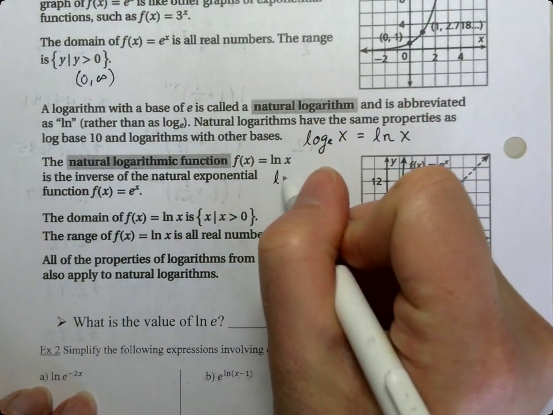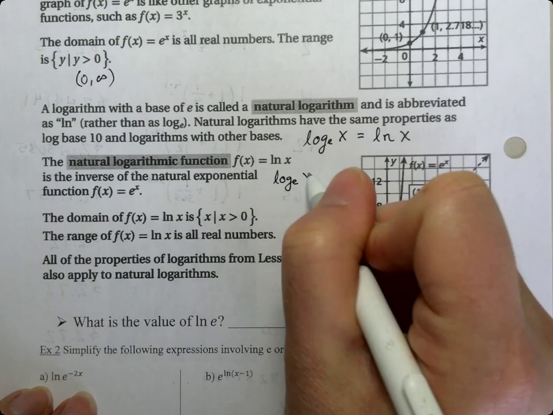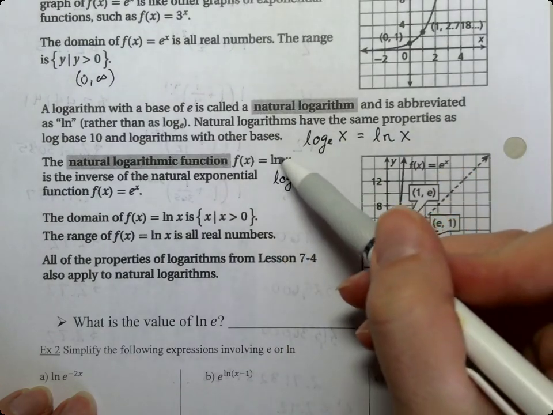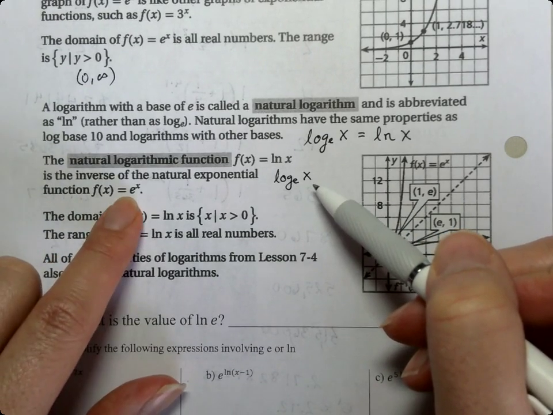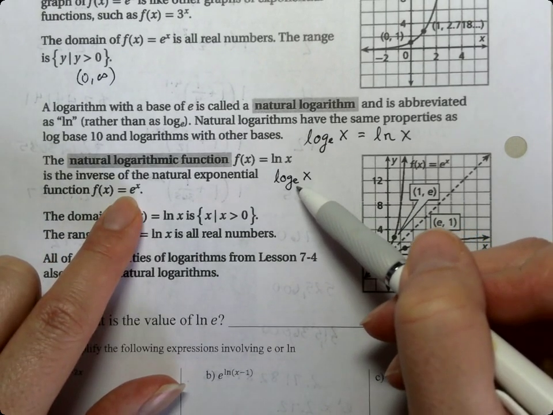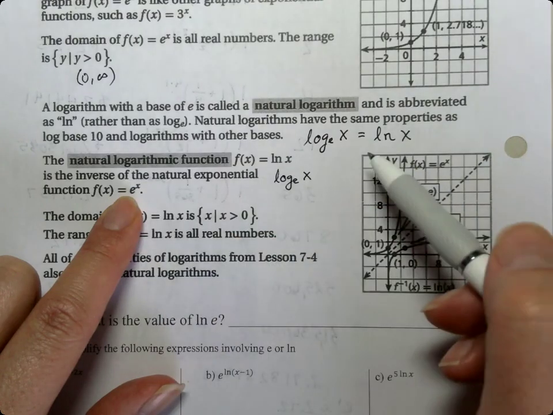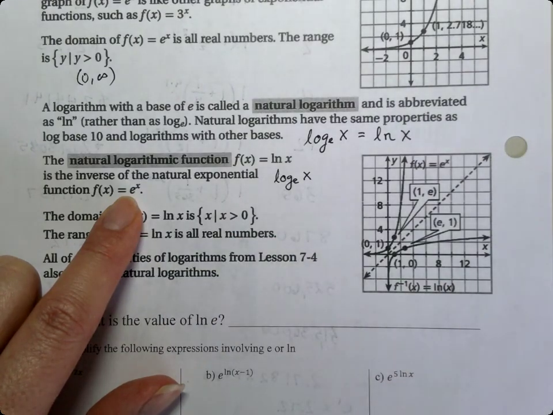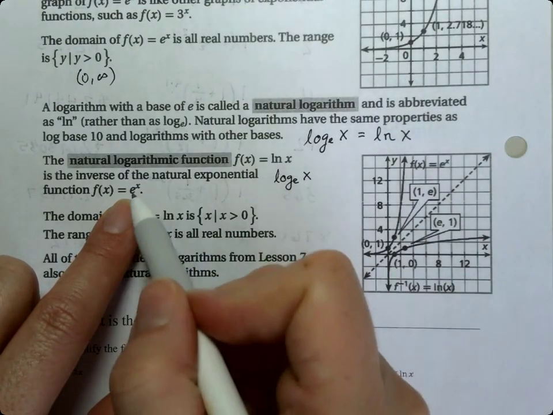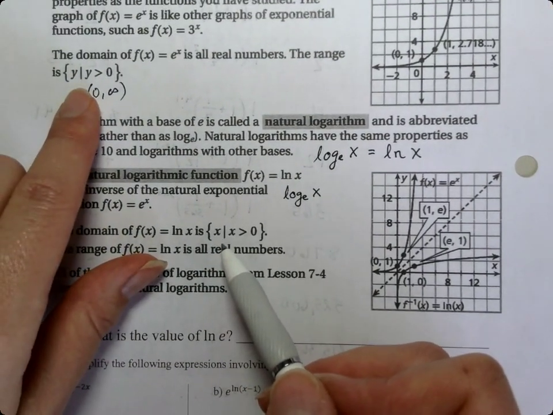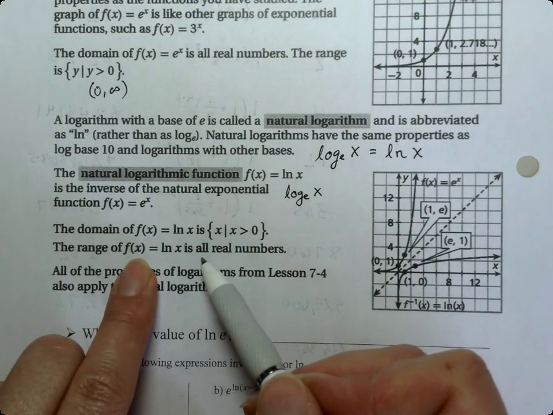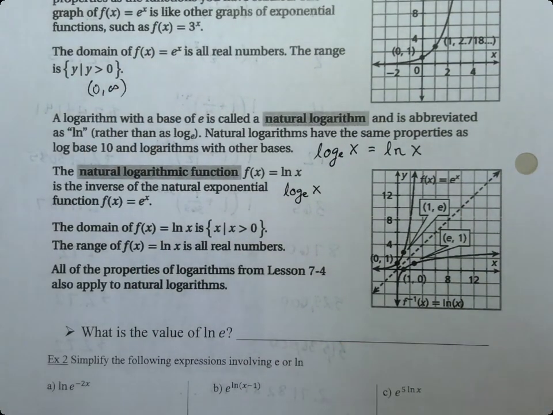Isn't that the same as me saying log base e of x? Natural log of x is the same as log base e of x. So think about converting this. Your base is e, and we're trying to find x to get that y. Remember, you would find the inverse by flipping x and y and solving for it. But there's your base. All right, the domain is the original range, and the range is the original domain.